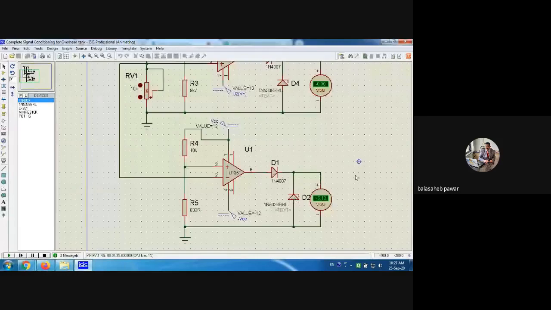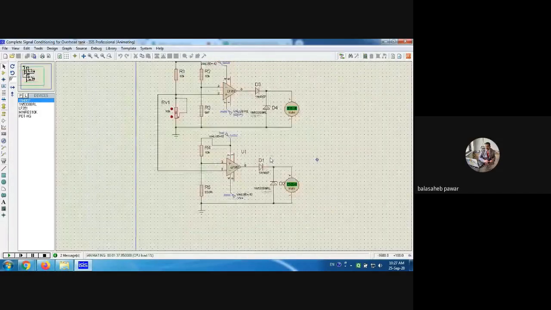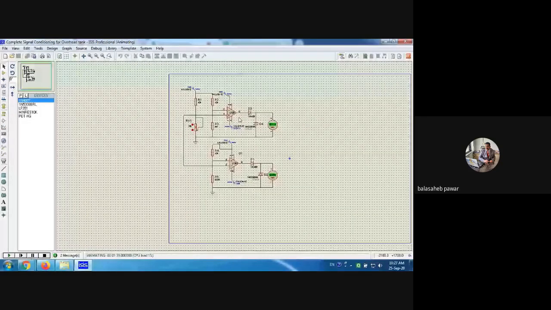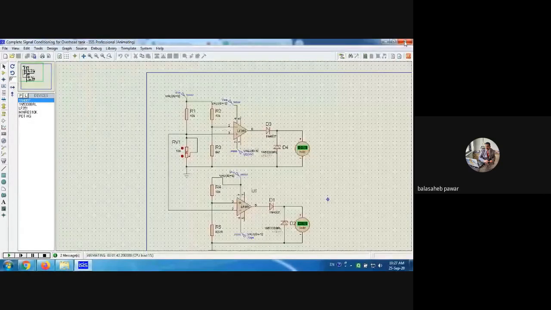Is it clear? Yes, sir. Okay, from your side also, just try for this one. This is a very interesting one. Already we did all those calculations during our yesterday's session. Okay.